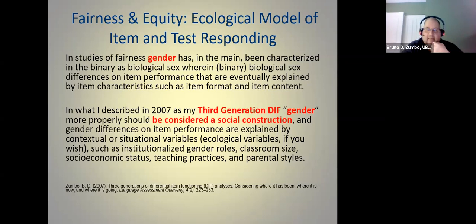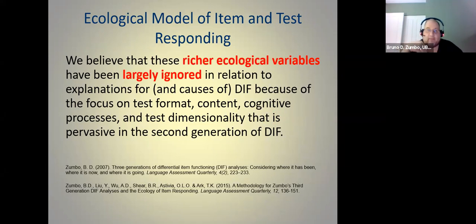Sexual minority status, race differences, and identity are in there. I mean, these elements and these complexities and intersectionalities, I think, are a far richer way of theorizing. So I believe that these richer ecological variables have been largely ignored because the focus has been on item, test format, content, somewhat on cognitive processes, but these cognitive processes are not particularly elaborated or situated cognition. And even test dimensionality.